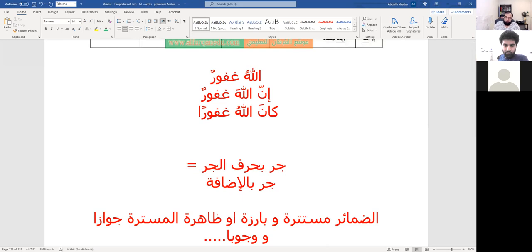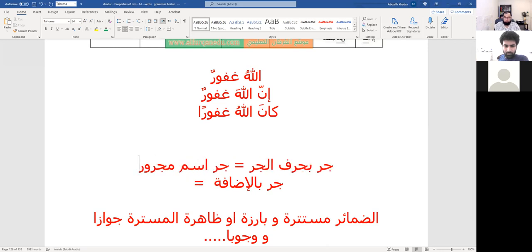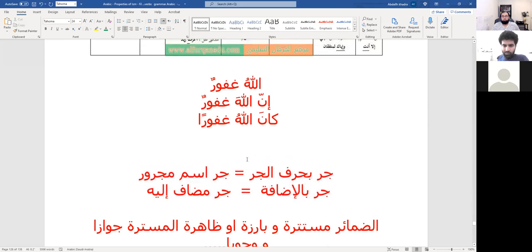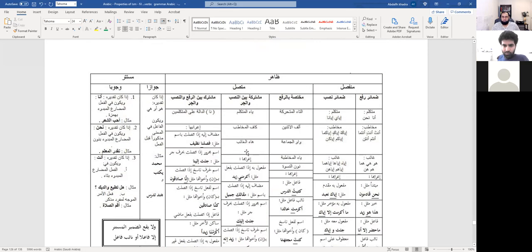Another way, just in case you read somewhere else, to say it: في محل جر اسم مجرور. And when the pronoun connects to an اسم, it will be جر مضاف إليه. تمام؟ In the position of جر of a مضاف إليه, جر of an اسم مجرور, جر by حرف الجر or جر by إضافة. Clear? This is clear? And we'll take the examples.